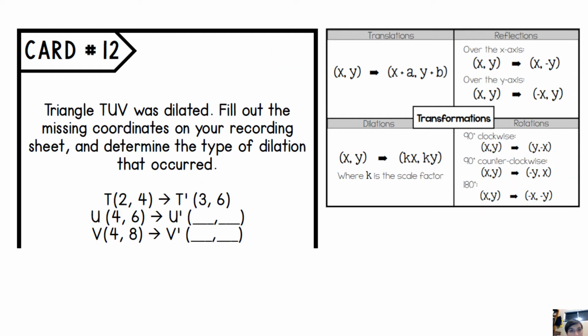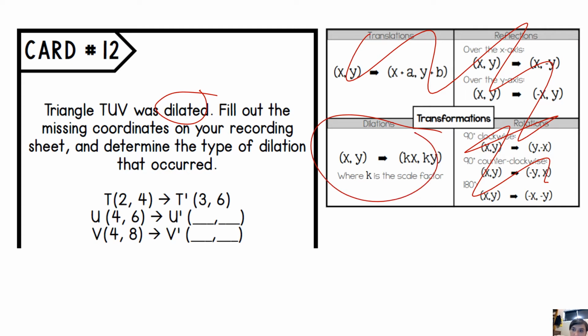Very last one. Triangle TUV was dilated. This is a really long video, by the way. 22 minutes and 57 seconds so far. Okay, it's dilated. Fill in the missing coordinates and determine the type of dilation. So dilation, the type. So AKA, is it going to be a shrink or is it going to be an expand? What's going on here?